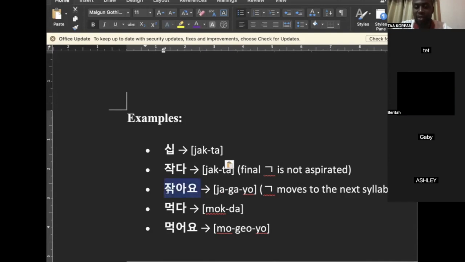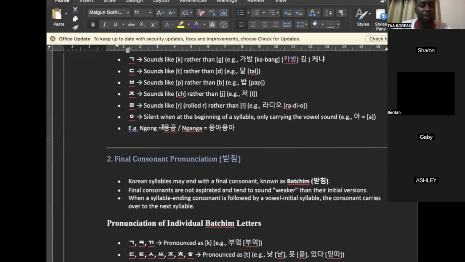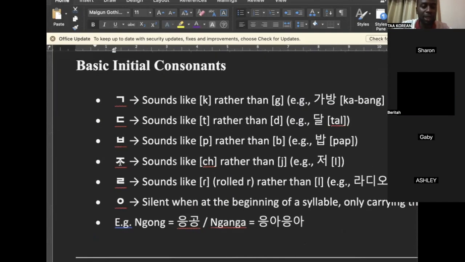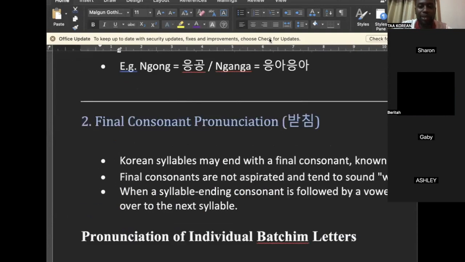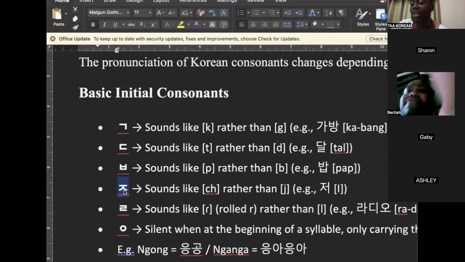Okay. Now, we talked about the initial consonant rule. J is one of those initial letters where the initial consonant rule would apply. You have G, D, B, and J. Let me say this: when you have this sound at the beginning of a word, it takes on a more emphasized sound. So it's pronounced more as a ch than a j.